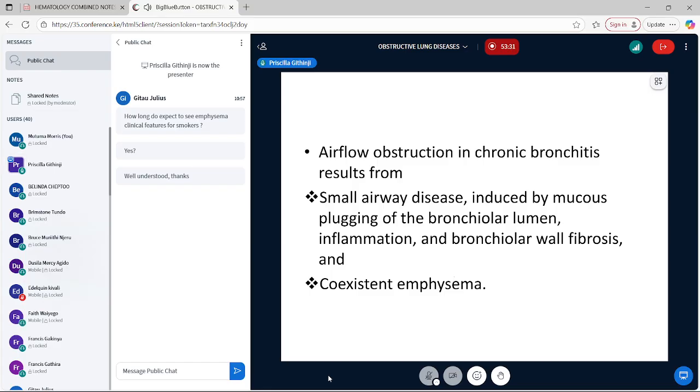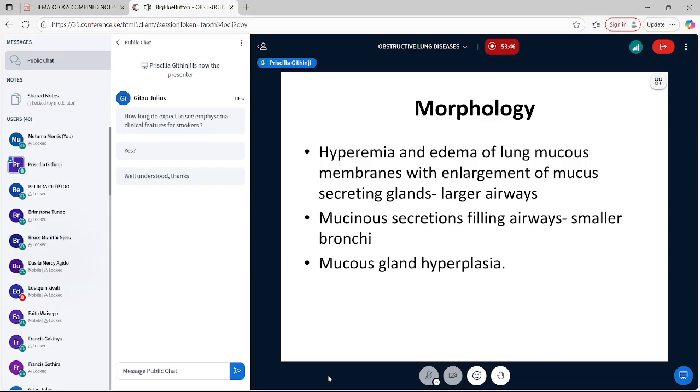And then we said that chronic bronchitis usually coexists with emphysema. So you also have that alveolar destruction that you see in emphysema, and this contributes to that airway obstruction, like we've discussed in emphysema. So how do the lungs appear in patients who have chronic bronchitis?